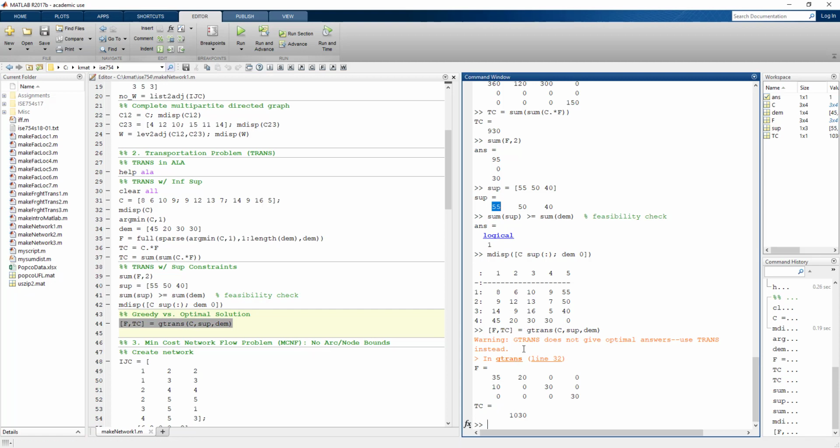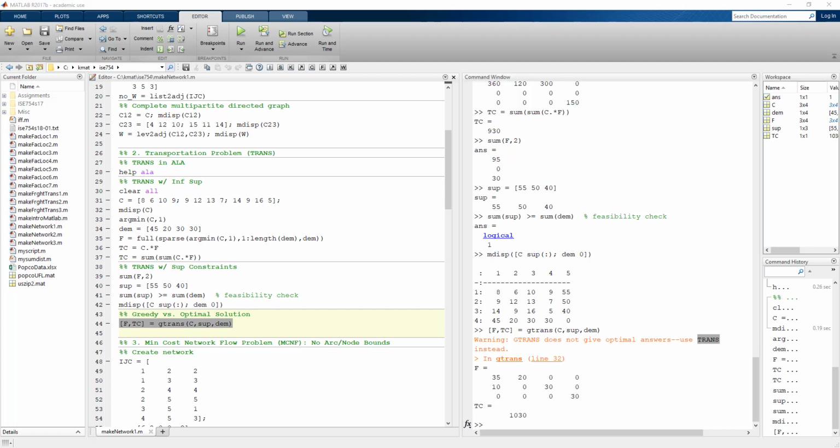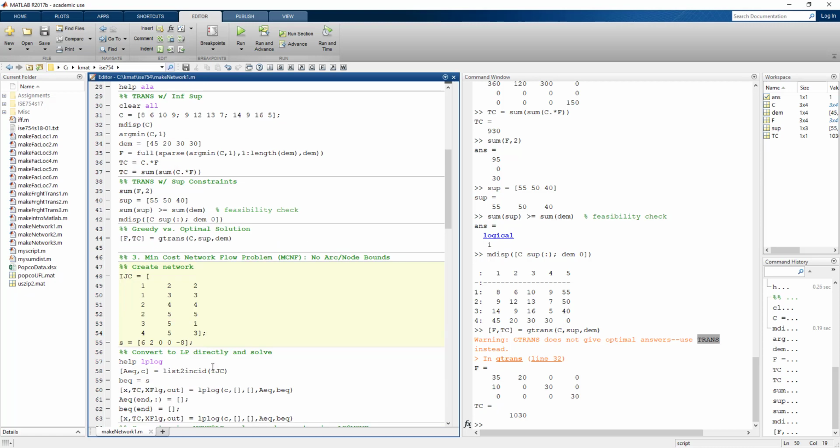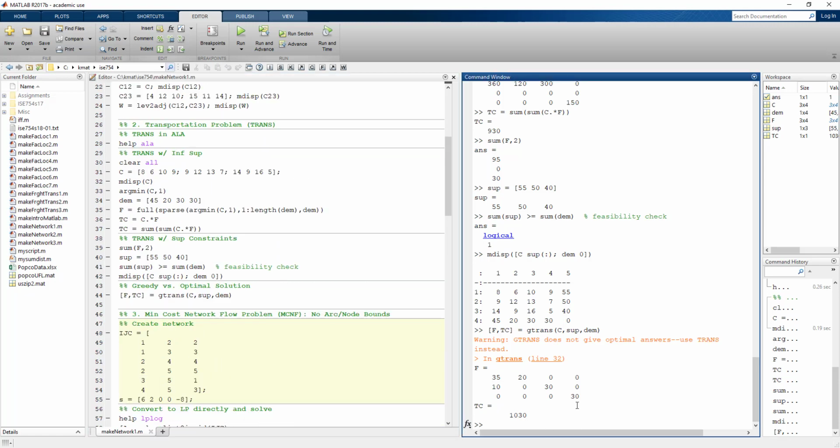Notice that when we execute gtrans, we get a warning telling us it doesn't necessarily give us the optimal answer. It says instead actually use the trans function that is also part of Matlab. So using the trans function, we would get a better solution. We would actually get the optimal solution. So to see what that optimal solution would be, I can go back and instead of calling gtrans, just get rid of the G.